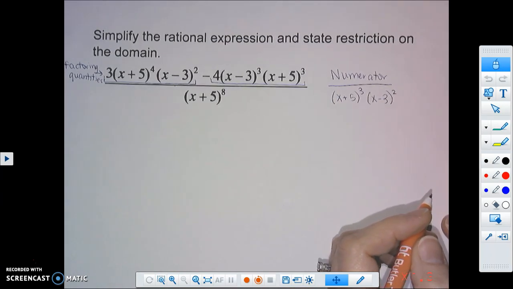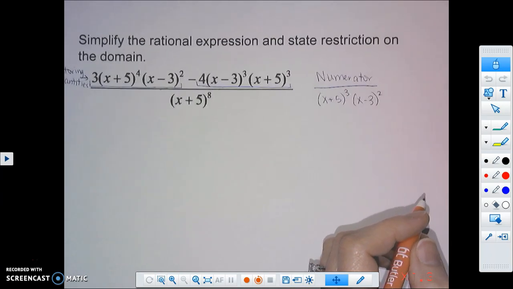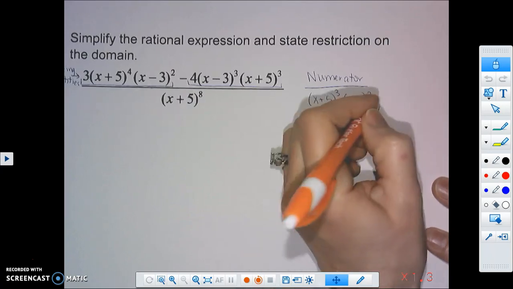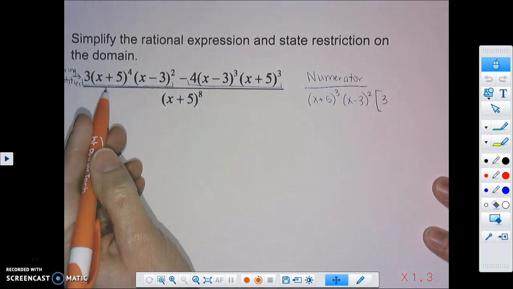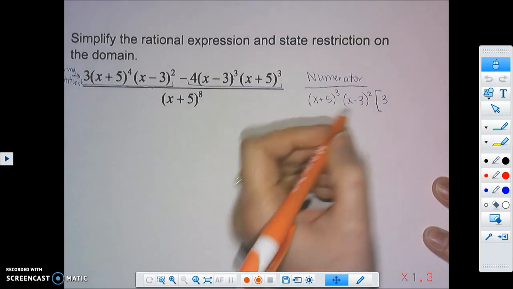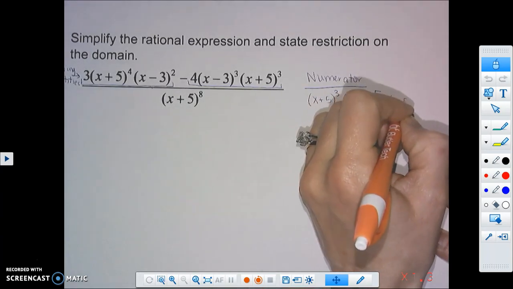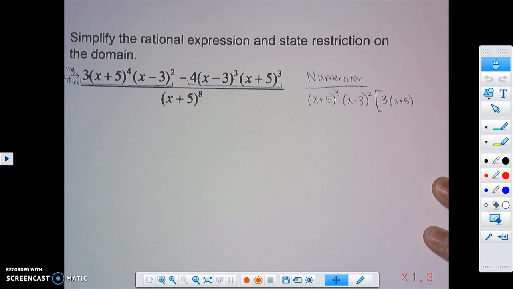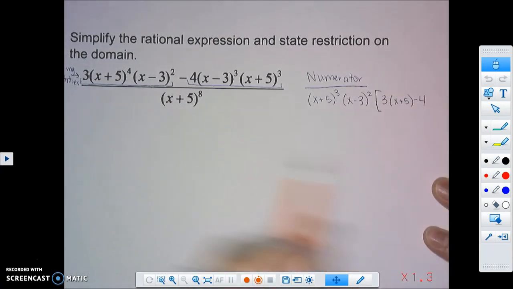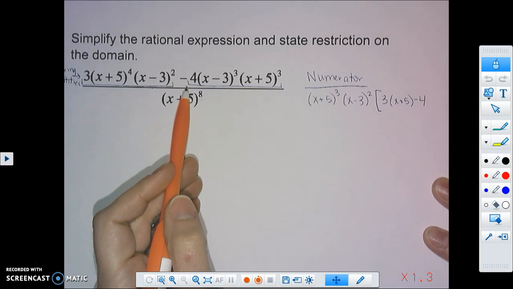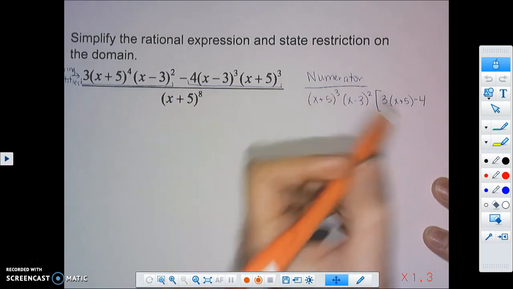And then we're going to write everything that's left in this. Okay, so everything that's left in this, the 3 would be there. We took out 3 x plus 5's, so there's going to be 1 x plus 5 left in the first term. And that takes care of everything in the first term. In the second term, we're left with the negative 4, or the minus 4, and an x minus 3.